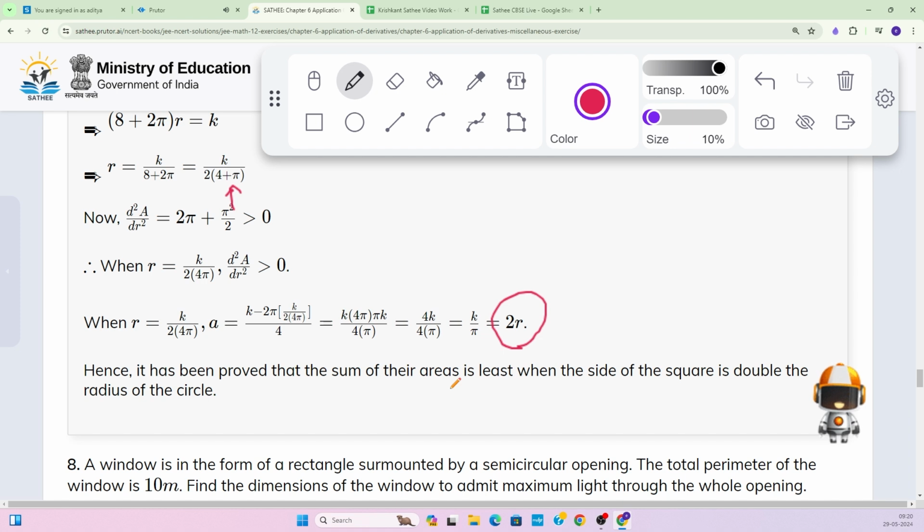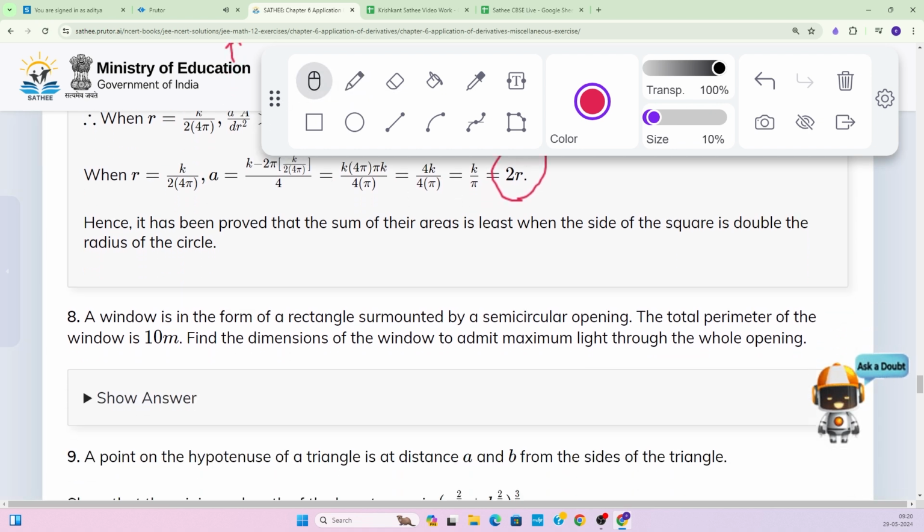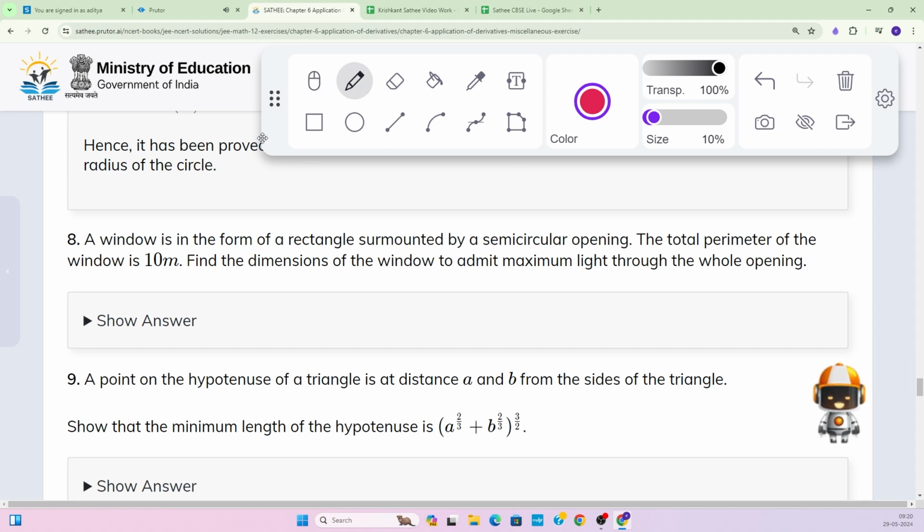Now let us move to the next, the eighth problem. The eighth says a window is in the form of a rectangle surmounted by a circular opening. The total perimeter of the window is 10 meters. Find the dimensions of the window to admit maximum light through the whole opening.